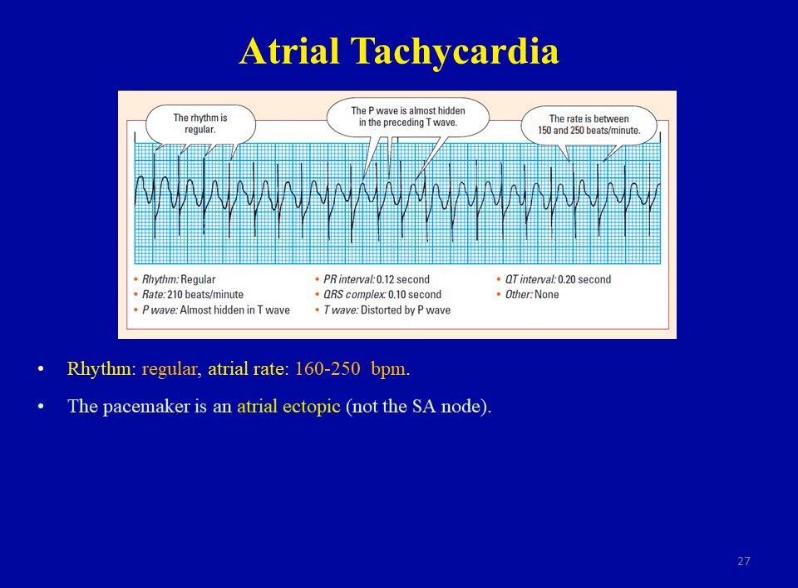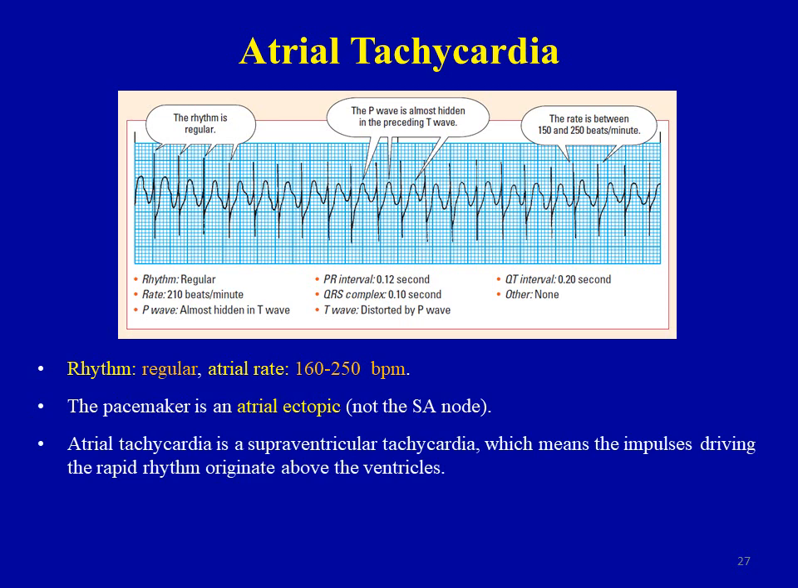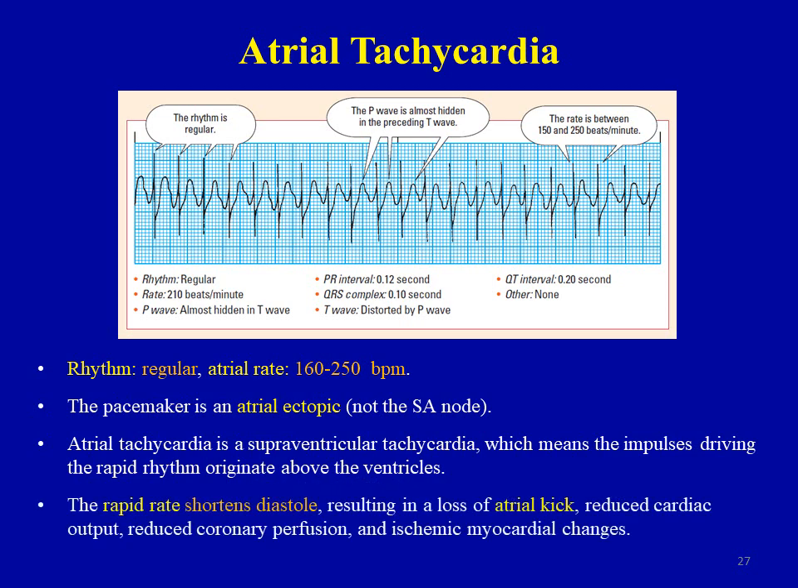The pacemaker here is an atrial ectopic. So the SA node is no longer the natural or normal pacemaker of the heart. The atrial tachycardia is a supraventricular tachycardia, which means the impulse driving the rapid rhythm originates above the ventricles.